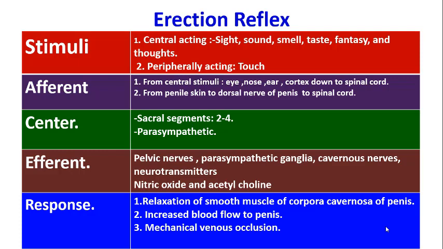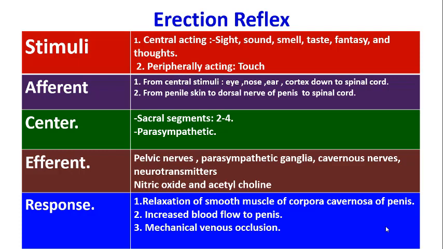Stimuli may be centrally acting, those coming from the eye, nose, ear, and brain, or peripherally acting, those coming from touching of the penile skin. The center is in the sacral segments 2, 3, 4, it is a parasympathetic center. The most important neurotransmitter released at the erection is nitric oxide.